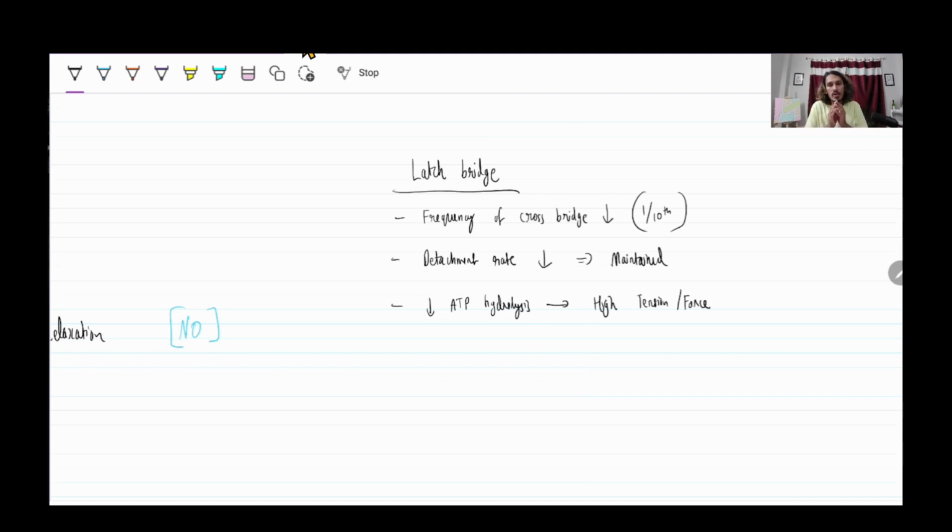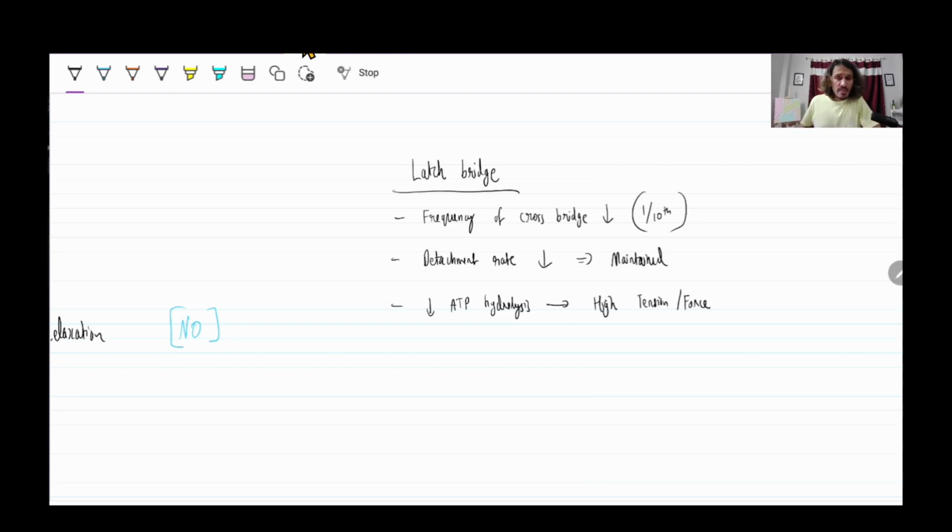Usually in your skeletal muscle, what is happening? Your cross bridge cycle, there is an actin, myosin, it forms, uses ATP, does this, it keeps doing it. Multiple cross bridges will keep happening. It's not like that over here. One latch and it stays there for a long time. Okay, and then later another one. So it's not easy to keep going on. So frequency is much more lesser, detachment rate is less. Okay, so it's able to maintain it longer, and with less ATP hydrolysis it is able to achieve higher tension and force.